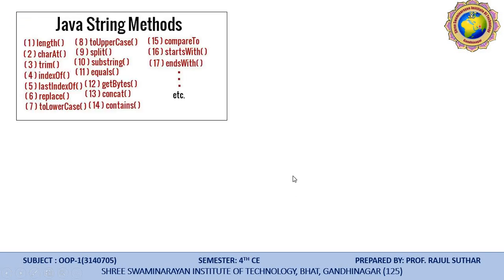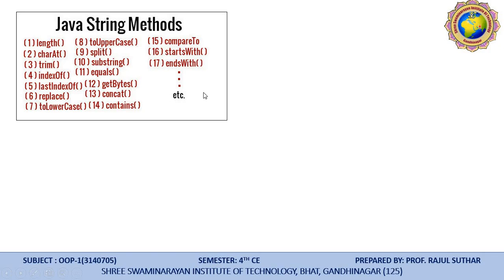Then Java string methods. Here the string methods cover length, charAt, trim, indexOf method, lastIndexOf method, replace, toLowerCase, toUpperCase, split, substring, equals, getBytes, concat, contains, compareTo, startsWith, and endsWith. Various types of methods are covered in the string.